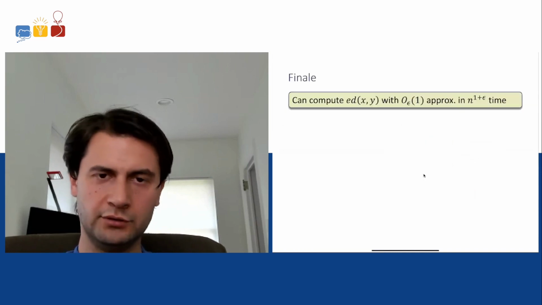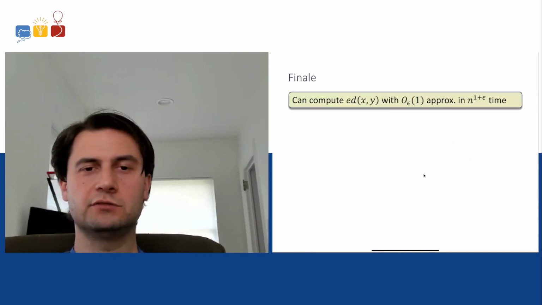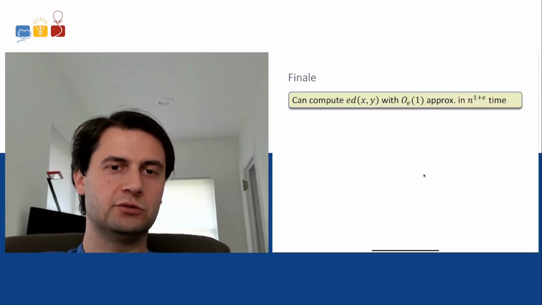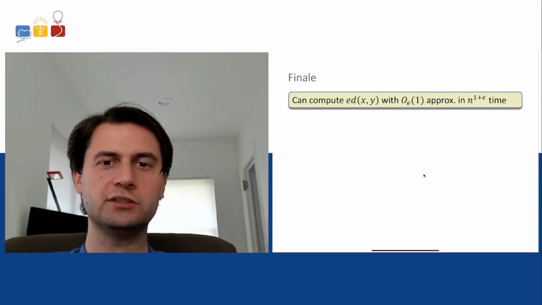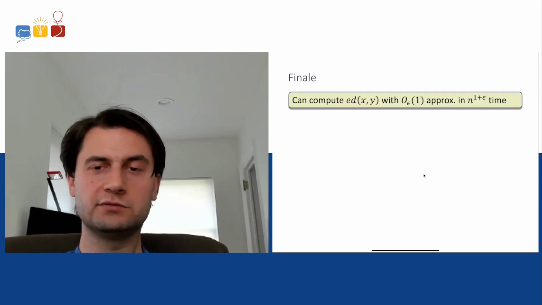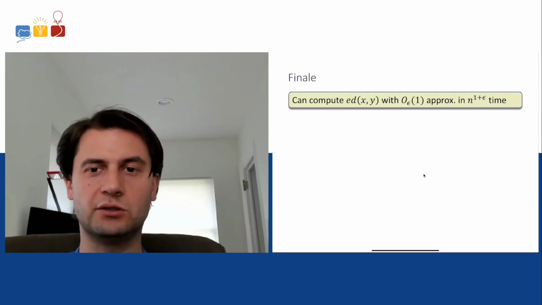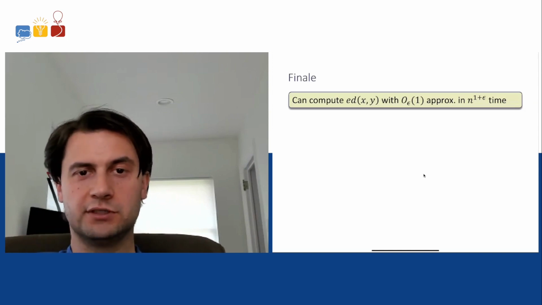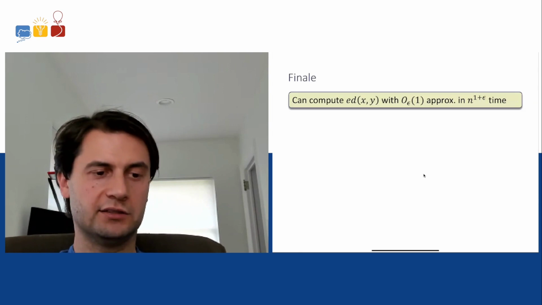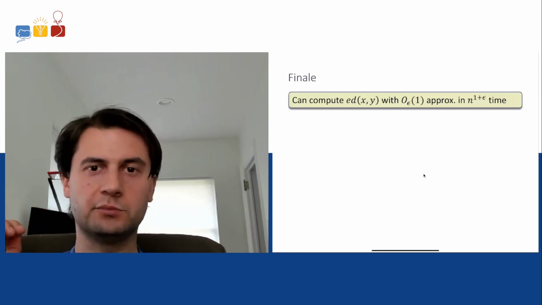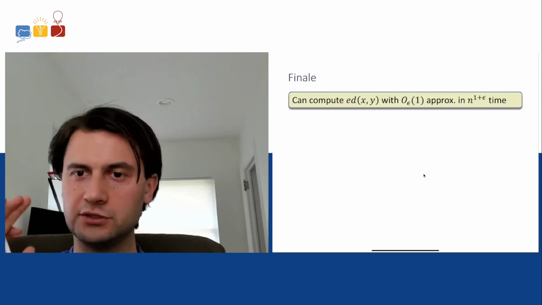Okay, so let me conclude. The main statement that we wanted to state in this talk is that you can compute the distance to within a constant factor in runtime n^(1+epsilon). This is the result of a sequence of a number of papers now, but it's a very nice result that we can do this, starting with the paper by Chakraborty, who showed just sub-quadratic time.